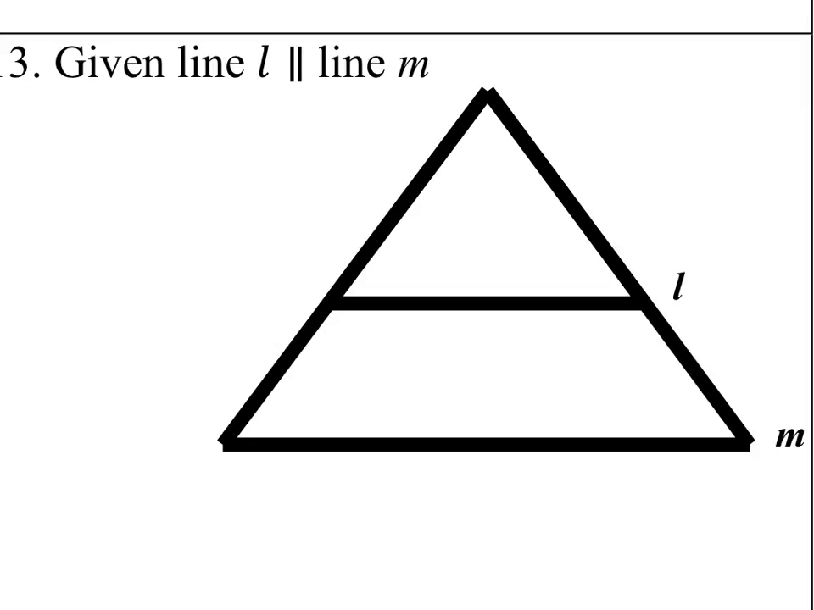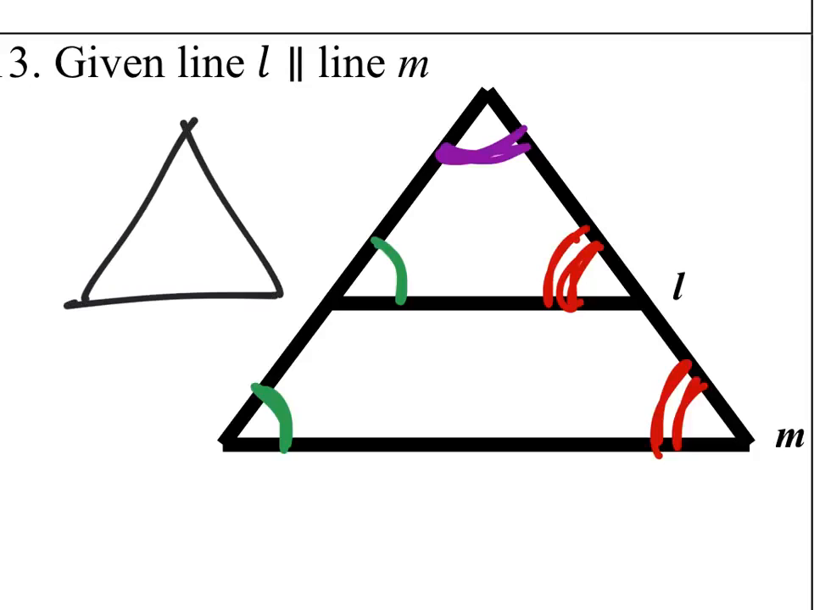Alright, so this one does have two similar triangles. We've got this triangle here, and these two angles are congruent because of the corresponding angles of the parallel lines. And then these two angles are also congruent because of the parallel lines. And they share one angle here at the top. So really what we end up with is a smaller triangle here.